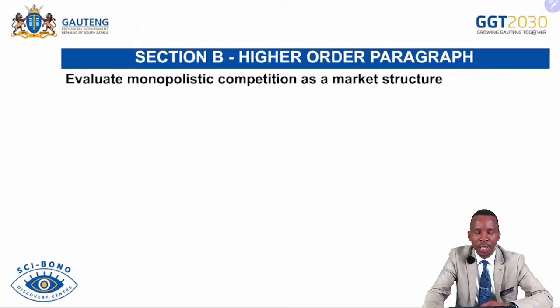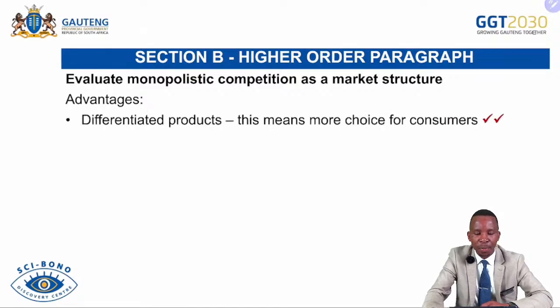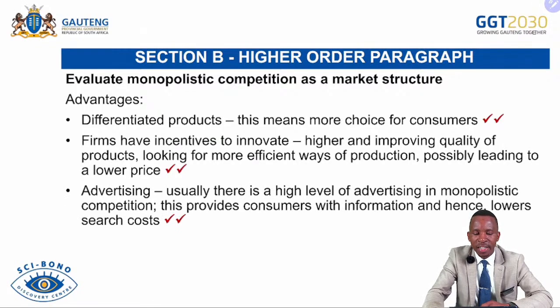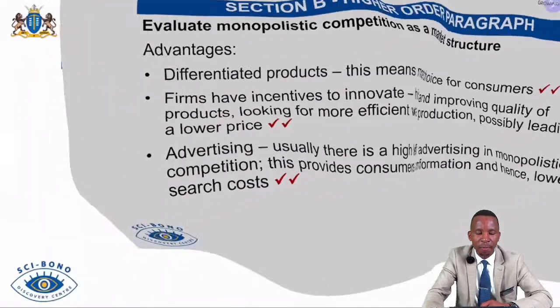And then evaluate monopolistic competition as a perfect market structure. Advantages, differentiated product. This means more choices available for consumers. Firms have incentive to innovate because of competition. Higher demand, higher improving quality of products, looking for more efficient ways of production, possibly leading to a lower price. Advertising, usually there is a high level of advertising in monopolistic competition. This provides consumers with information and hence lowers search cost. So it allows consumers to access information and make informed decisions as they demand the product.